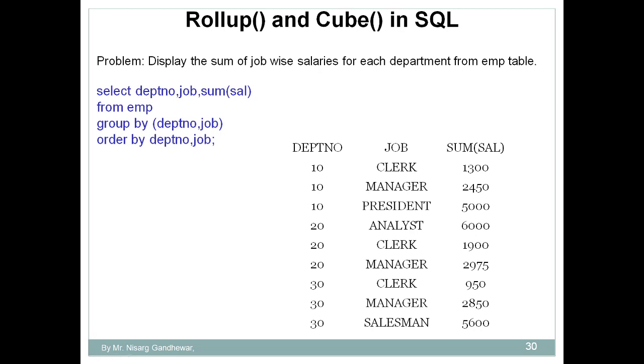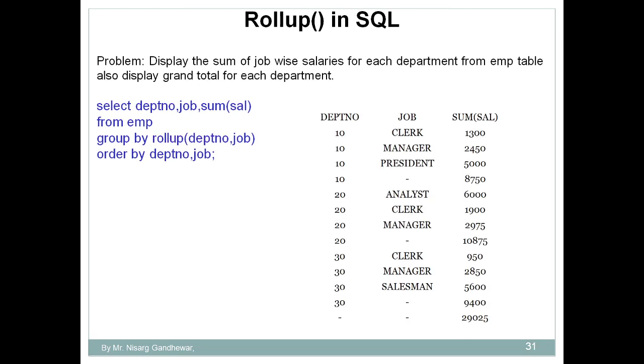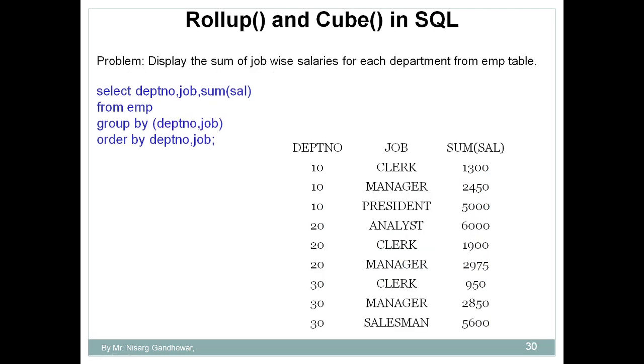Now suppose I slightly modify my problem statement. Display the sum of job wise salary for each department from the employee table. Also display the grand total for each department. Grand total for each department means what? In this case I am expecting that after this I should get the addition of all these three.